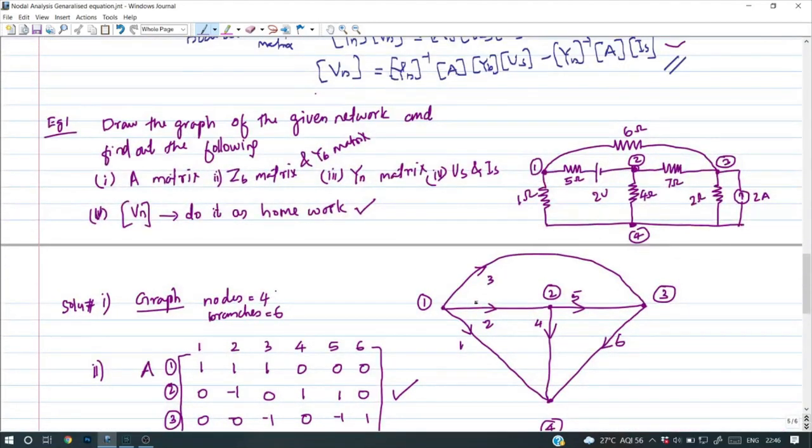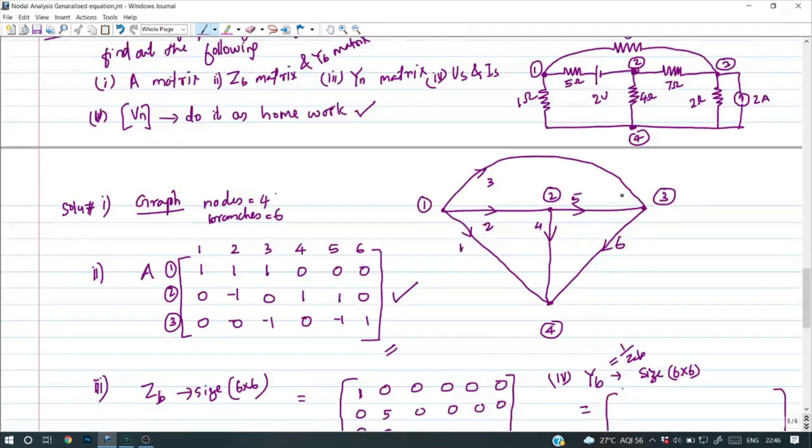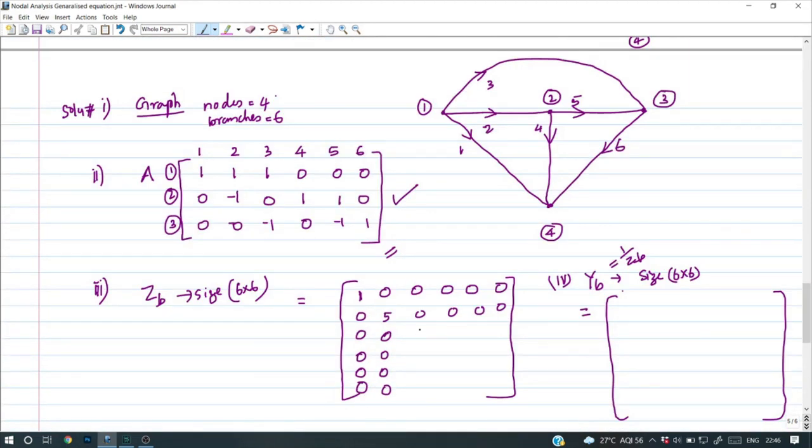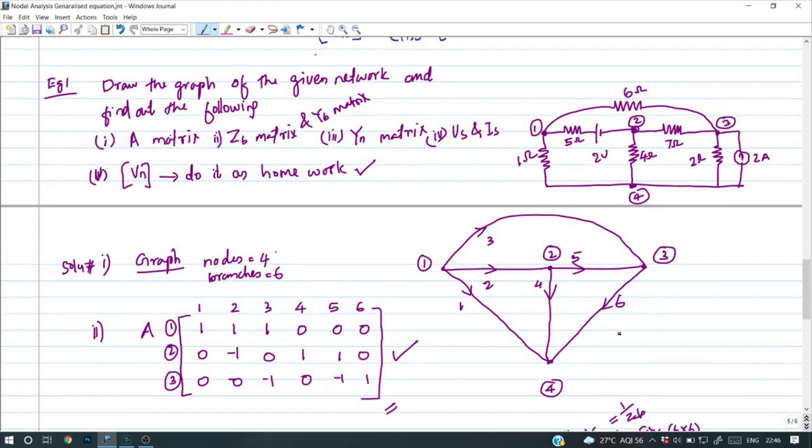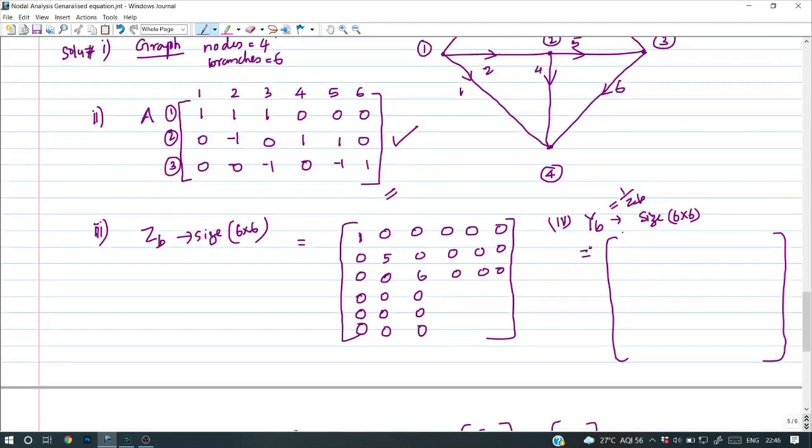Similarly, what is the third entry? In the third branch, what is the impedance? 6 ohm. So 6 ohm you need to mark here, like this. All the other off diagonal entries are 0. Likewise you need to complete. Which one is the fourth branch? This is the fourth branch. In the fourth branch, what is the impedance? 4 ohm. So corresponding to 4 by 4, 4 ohm will come.